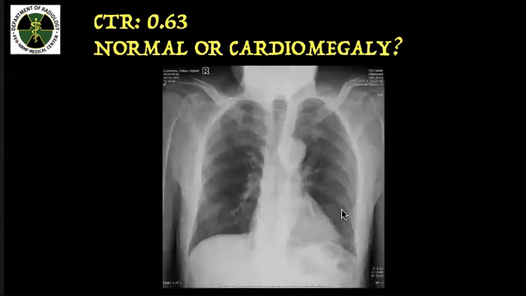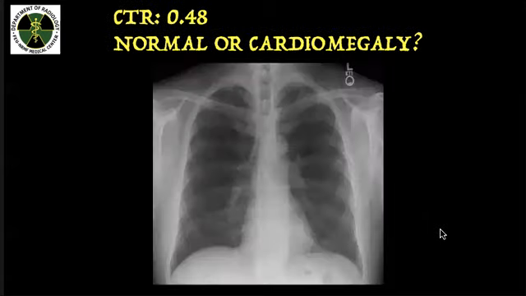So this one has a CTR of 0.63 in AP view. The CTR of the patient is 0.63. So this is cardiomegaly in AP view because the cutoff is 0.60. In AP view this is cardiomegaly, and even in PA view this would be cardiomegaly. It exceeds the normal cardiothoracic ratio.